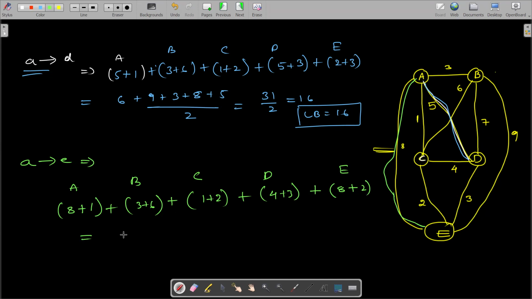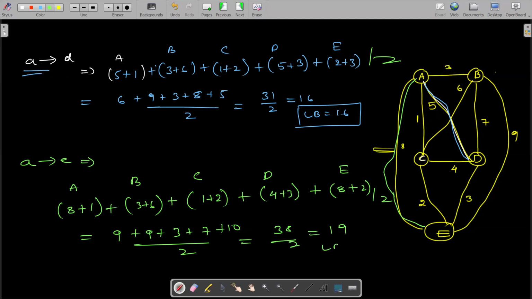What happens here basically? Add these: 8 plus 1 is 9, plus 3 is 12, plus 7 is 19, plus 10. Divided by 2, that is 38 divided by 2, which is equal to 19. So the lower bound is equal to 19.